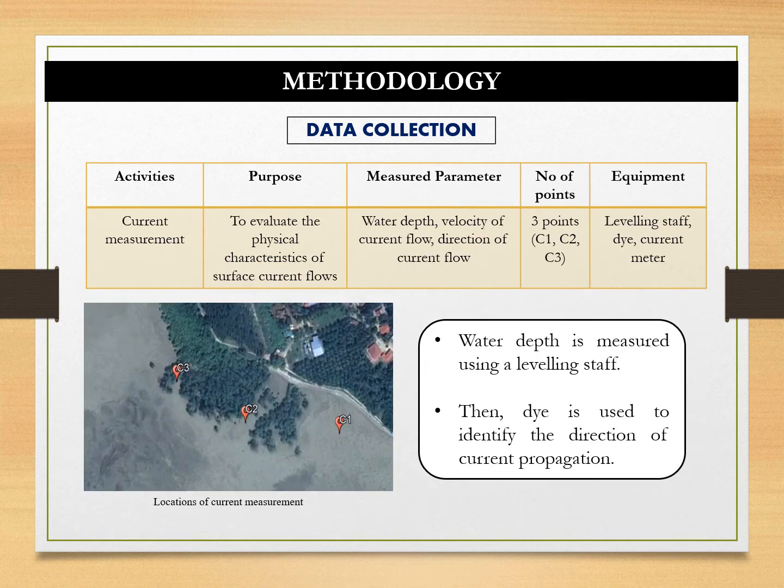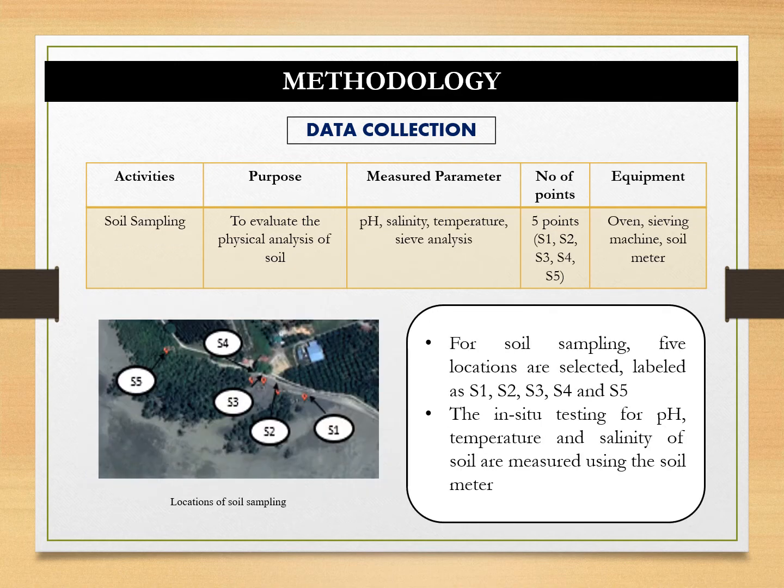For current measurement, the purpose is to evaluate the physical characteristics of surface current flows. The measured parameters are water depth, velocity of current flow, and also the direction of current flow. There are 3 points, C1, C2, and C3. The water depth is measured using a leveling staff, and dye is used to identify the direction of current propagation.